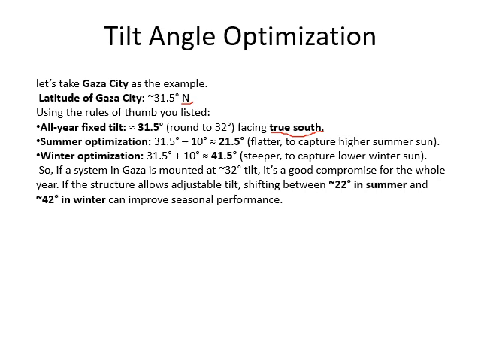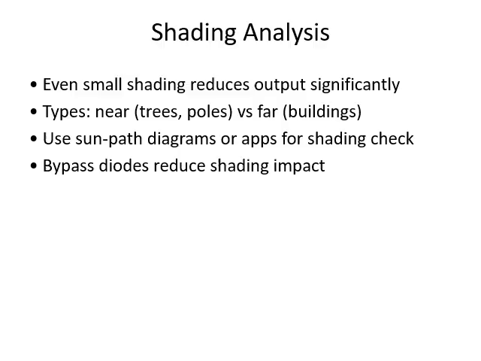So if a system in Gaza is mounted at around 32 degree tilt, it's a good compromise for the whole year if you want to avoid the tracking system. Okay, and if you can actually adjust, then it's better. Like during the summer months, you put it at 22 degree, and during winter you fix it to 42 degree. Now we need to know about the shading.